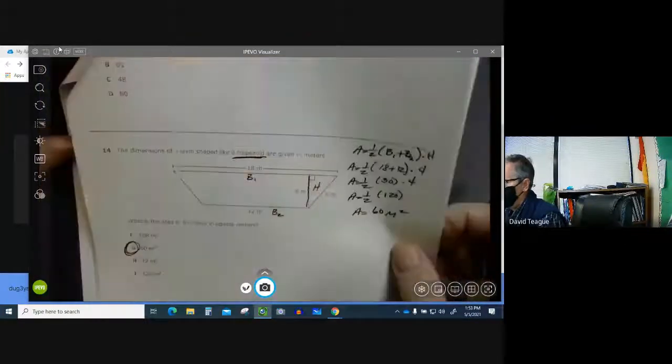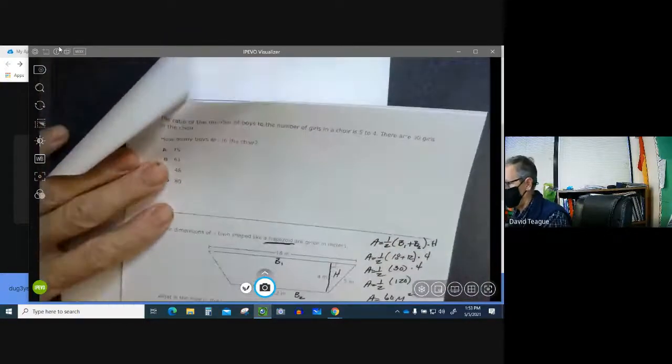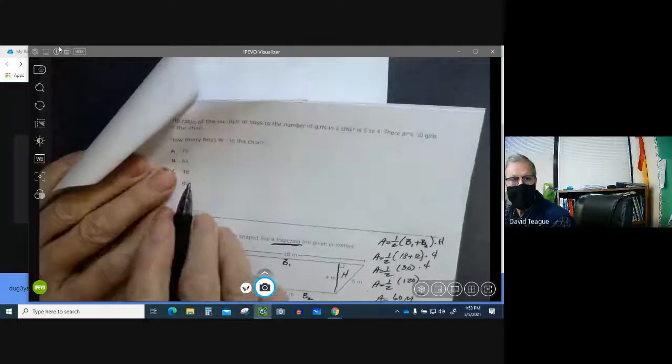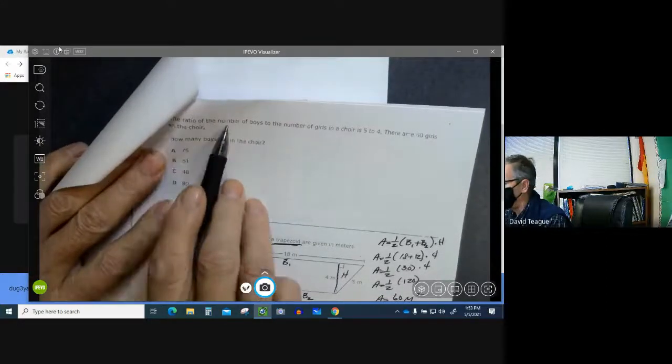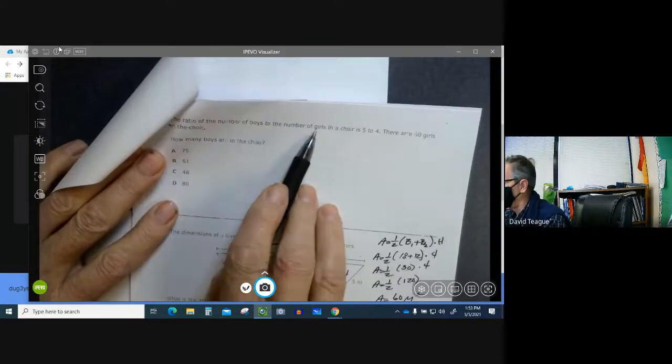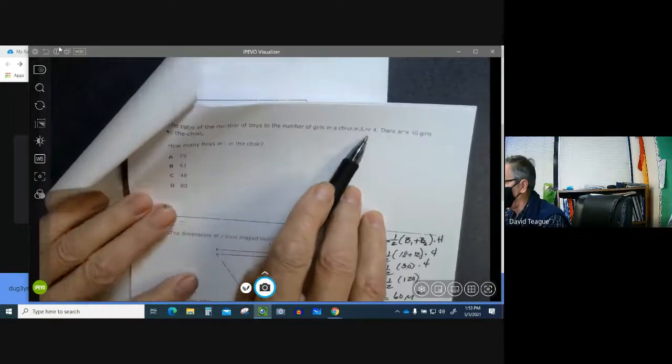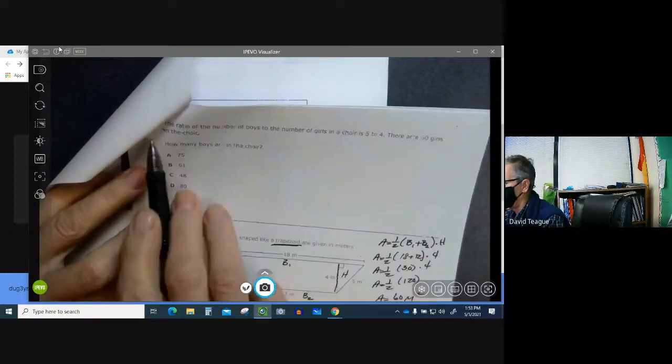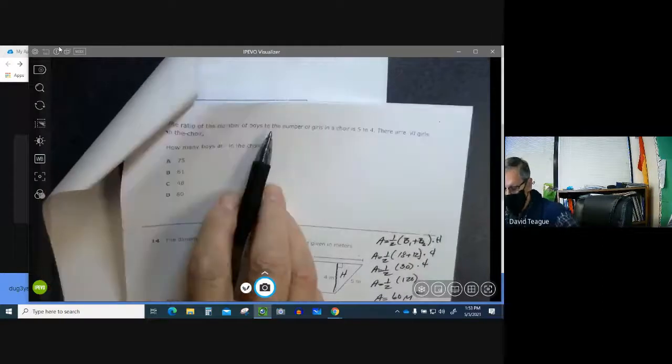Okay, that's 14. Now 13, right above it. We don't even have to go anywhere. Number 13 says the ratio of the number of boys to the number of girls in a choir is 5 to 4. There are 60 girls in the choir. How many boys do you have?